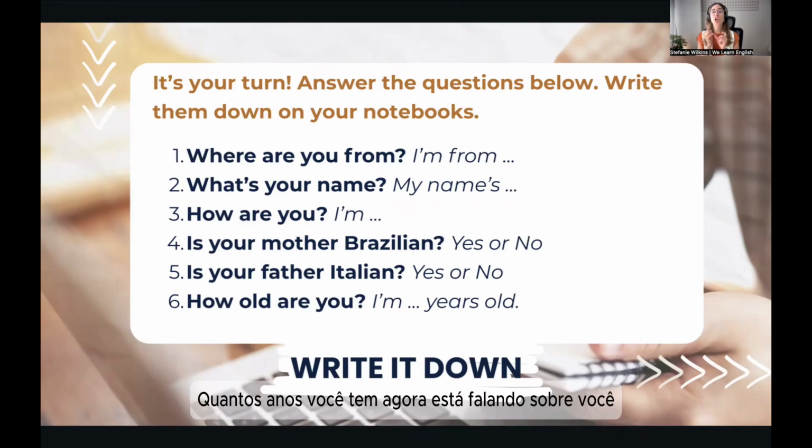How old are you? Now it's talking about you, so you must say I am or I'm years old. You're telling the person your age. Remember that way of asking in English? We say, how old are you? We don't say, how many years do you have? This is super strange. So, how old are you?